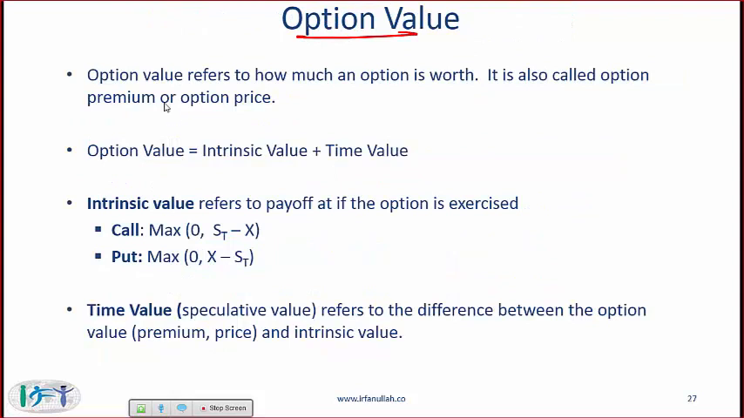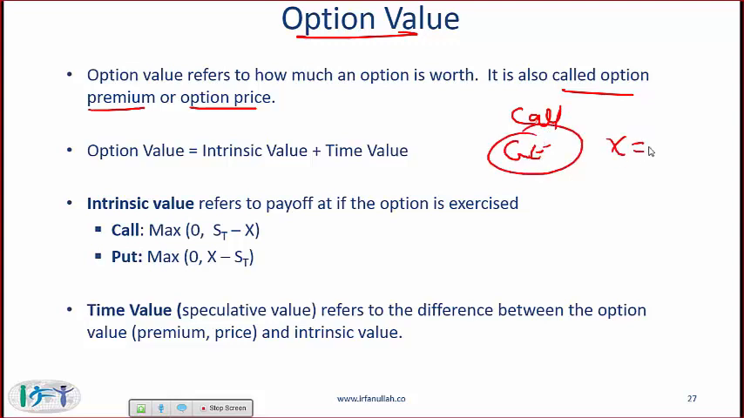Option value. Option value refers to how much an option is worth. It is also called the option premium or option price. Now, an important point here is the following. Let's say that you buy an option where you have a call option. The underlying is a share of General Electric. The strike price is 25. There are still 3 months to expiration, and let's say that the stock price is currently 26. Okay, so this is the scenario.